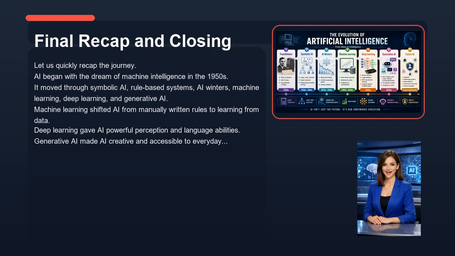Now let's look at the final recap and closing. Let us quickly recap the journey. AI began with the dream of machine intelligence in the 1950s. It moved through symbolic AI, rule-based systems, AI winters, machine learning, deep learning, and generative AI.